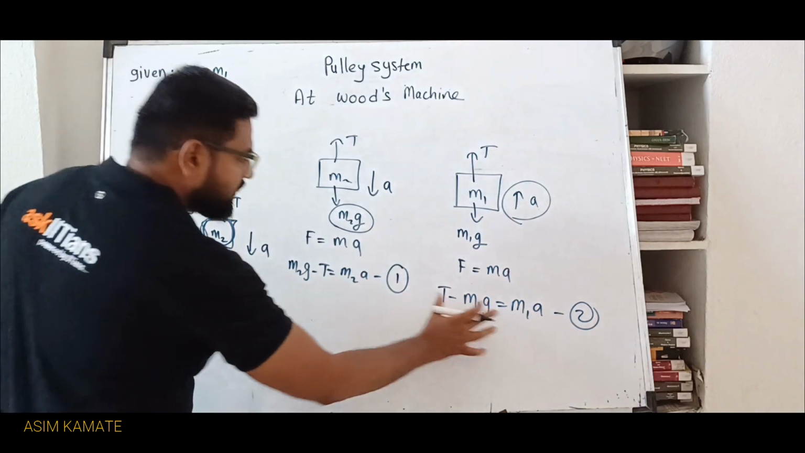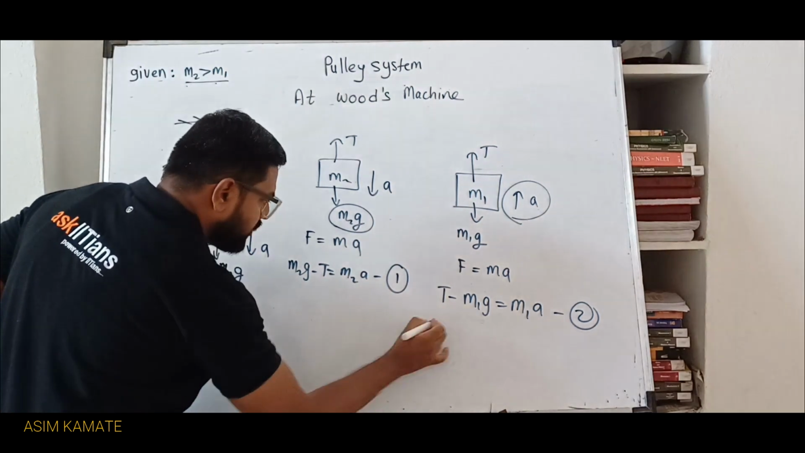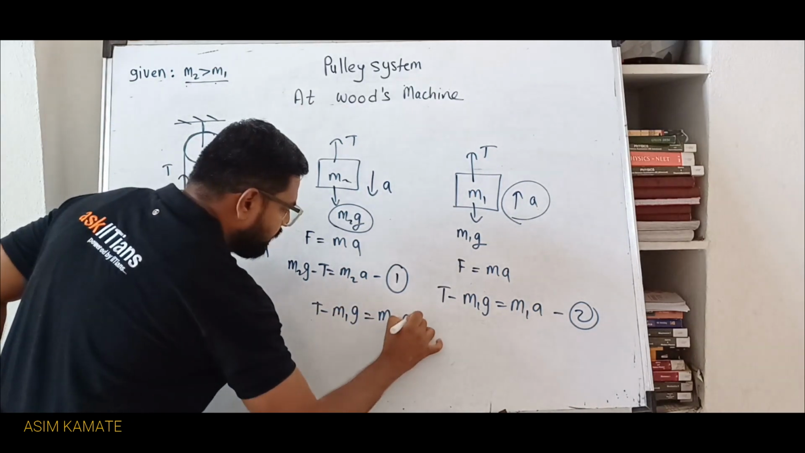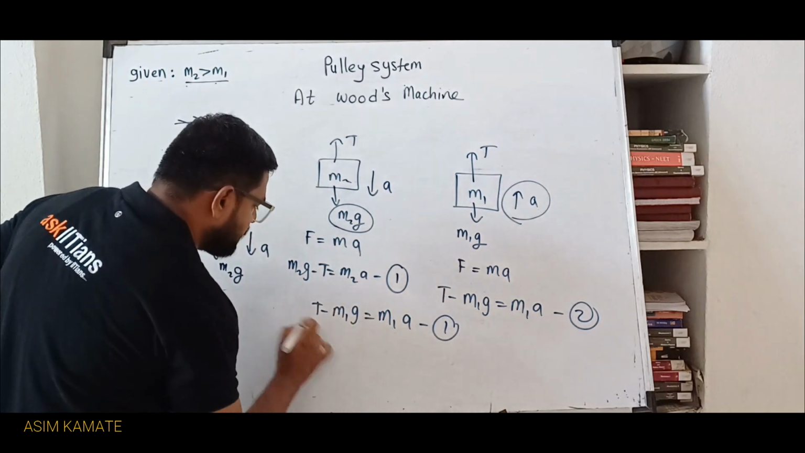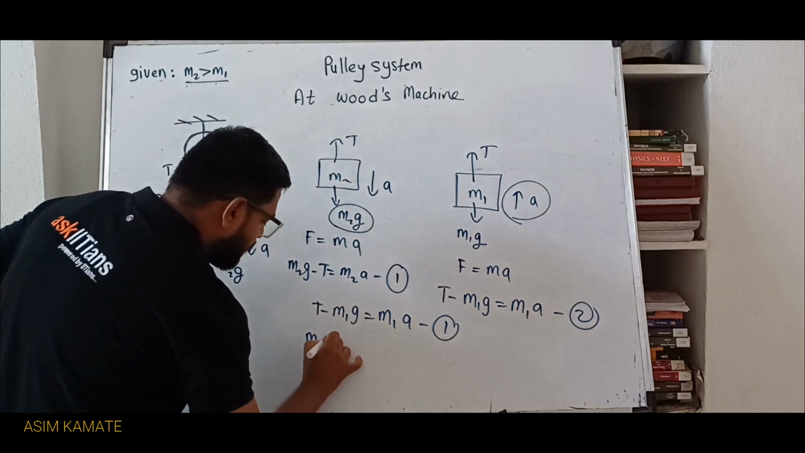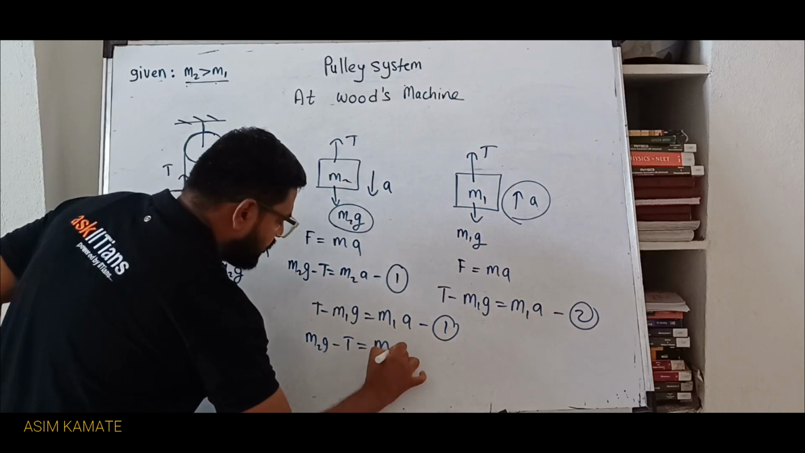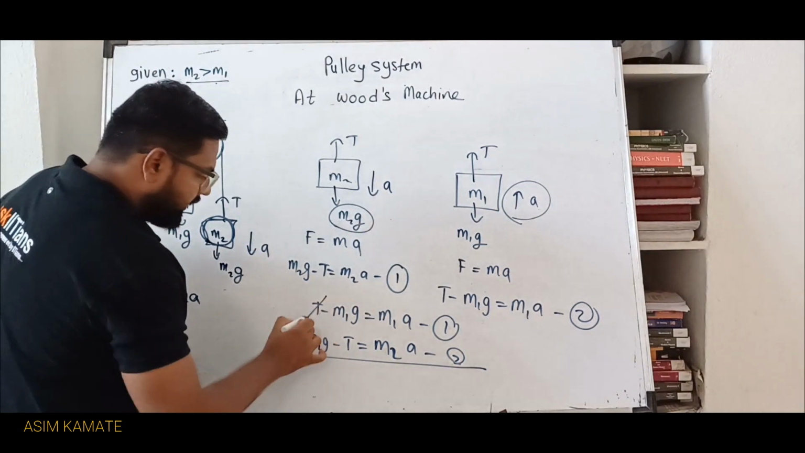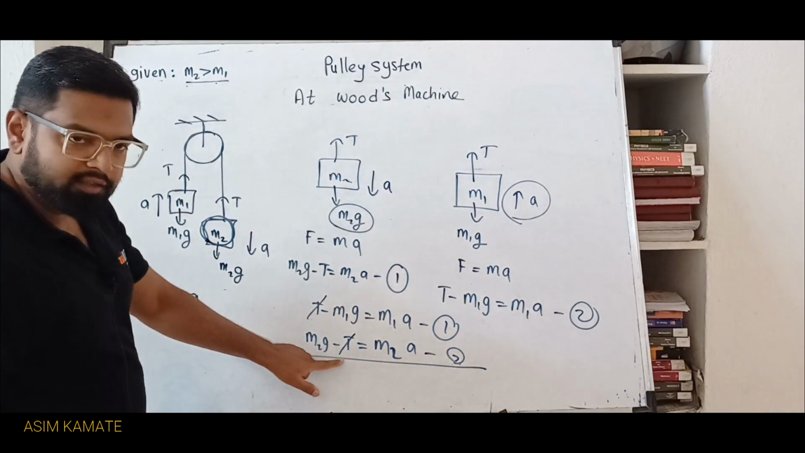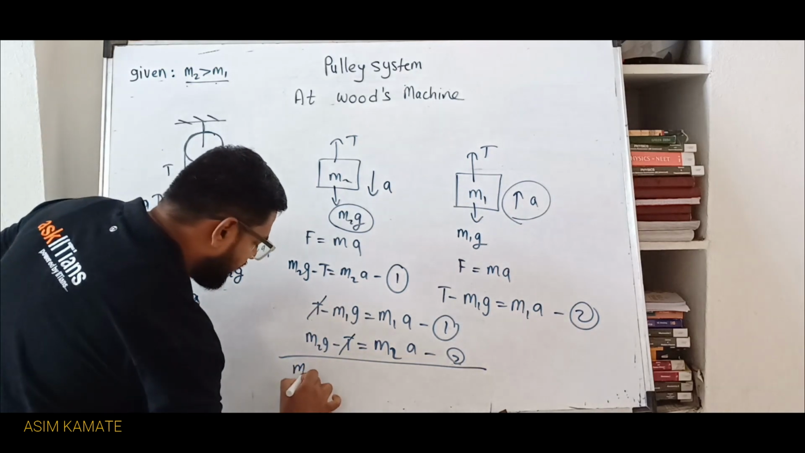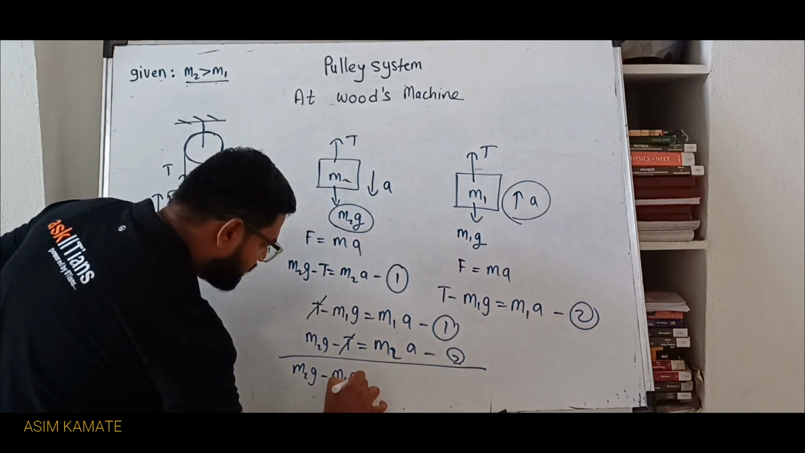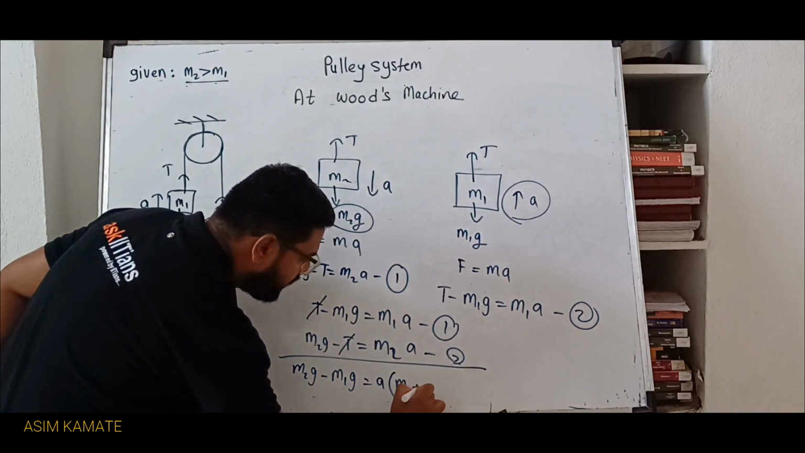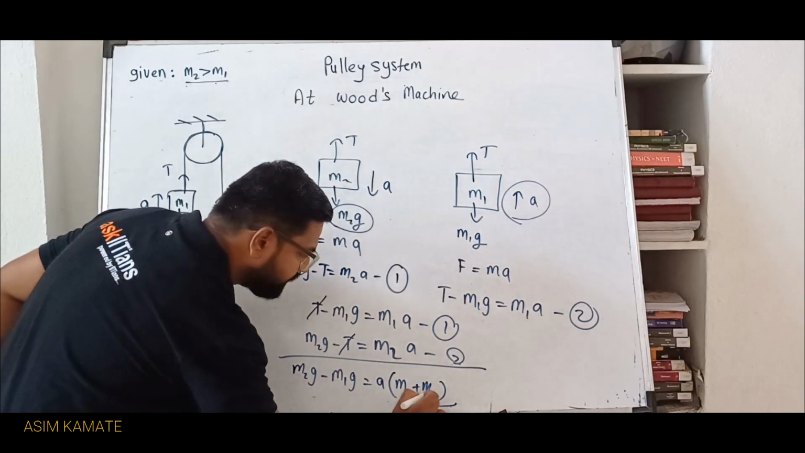Now what we'll do, I will just write down this equation here. Just look here: T minus m1g is equal to m1a. This is your equation number 1, and I will write down equation number 2 like this: m2g minus T is equal to m2a, equation number 2. So T and T can get cancelled. Are you getting that? And if you add these, you get m2g minus m1g is equal to, we can take the acceleration common from here, and you will get m1 plus m2. Is it okay for you?